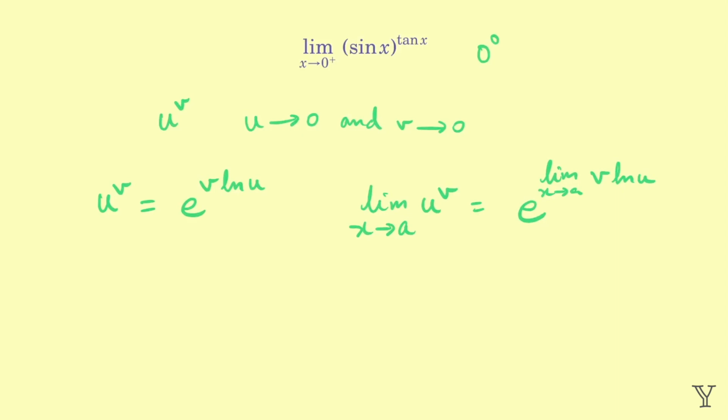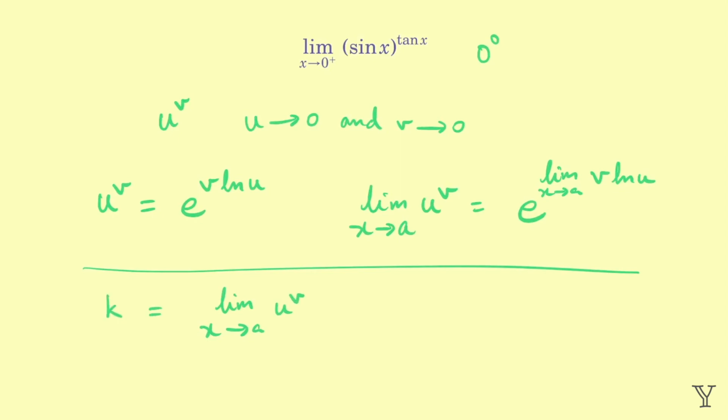There is another way to achieve the same transformation, and you can feel free to use whichever one you find more convenient. The second way is to set the limit we wish to evaluate equal to k. In that case, we have log k is equal to the limit as x goes to a of log u to the power v. And of course, we know that log u to the power v is equal to v log u. Once more, we have managed to convert the power form u to the v to a product v times log u.